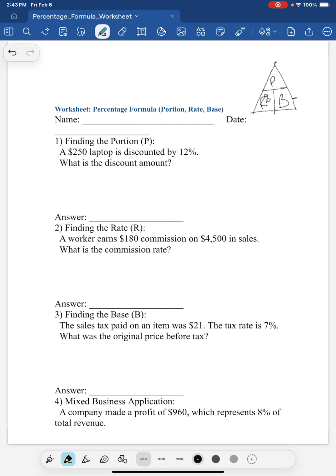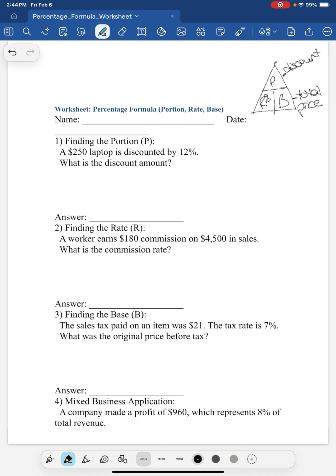A $250 laptop, okay? This base is always going to be the total price of your item in a problem like this. The portion is going to be the discount, or whatever portion of the total price you're looking for. So what we're looking for here is the discounted amount, okay? So we're going to set this up just like we did the other problem.